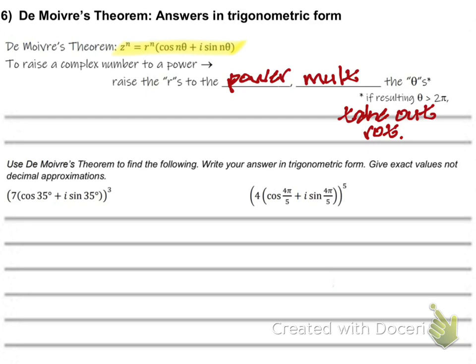Okay, so let's look at our instructions here. Write your answer in trig form. Give exact values, not decimal approximations. So we would have 7 to the 3rd power, cis, 3 times 35. So let's see, 7 cubed. Uh-oh, I typed 187 cubed. That could be a problem. I should have known that, 343. Cis, 105.